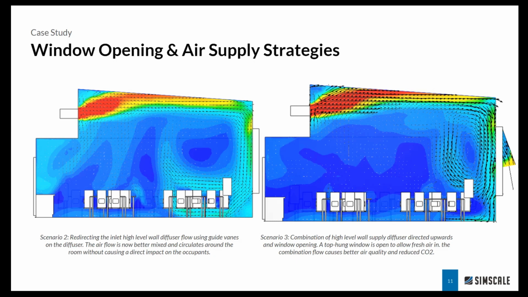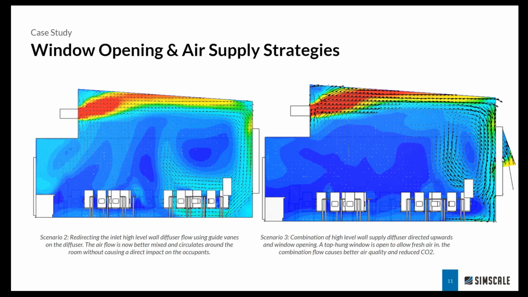This actually solved the first challenge where the occupants were getting a rough draft of air from the inlet. The next challenge was to improve the air quality inside the room. This was achieved by testing a combination of the high wall diffuser with various window openings. On the right side image you can see the HVAC inlet is set to the high wall opening, and additionally the window opening was included for better ventilation or better mixing of the air. Scenario 3, which is visualized here, had the best configuration where the air quality and comfort criteria were satisfied.